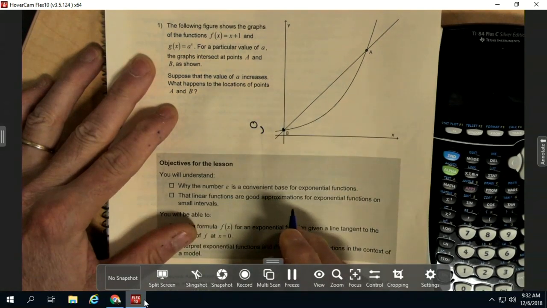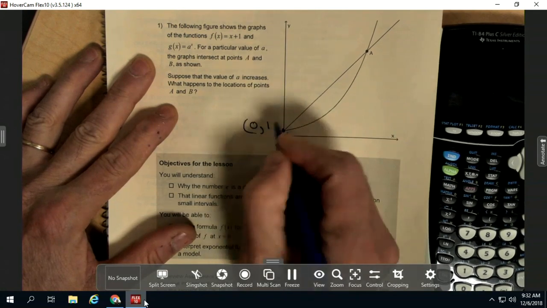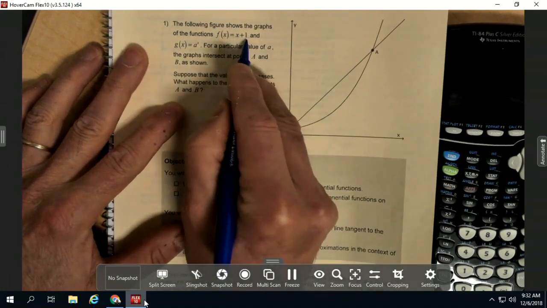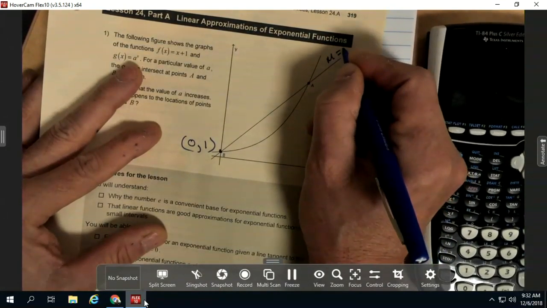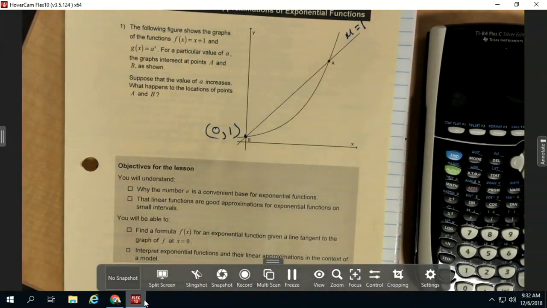0, 1, right? Why? Because the intercept is 1, and what's the slope? M equals 1, right? So if you go over 1, you'll be up 2. If you go over 2, you'll be up 3. If you go over 4, you'll be up 5. If you go over 10, you'll be up 11, right? Everybody agree? That's the slope of that line.